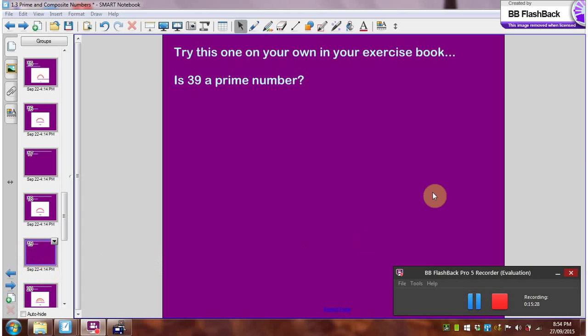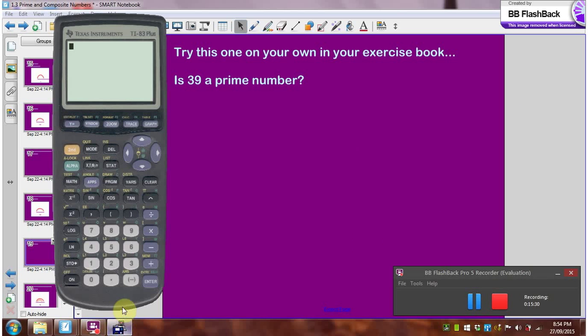Okay, so is 39 a prime number? So I come over here and I check 39 divided by 1. Anything divided by 1 always gives you a nice neat number, which means 1 is always a factor. Okay, but is anything else a factor? If we have two curves on a rainbow, we're out of luck. It's not a prime number.